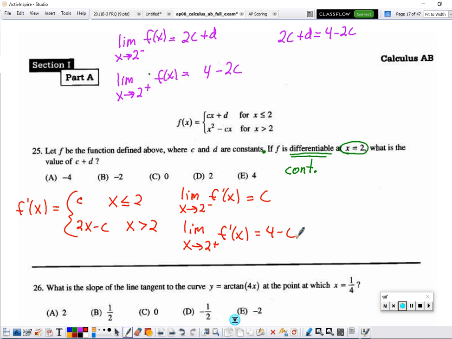It's going to be differentiable and it's piecewise. That means the slope of each piece must be the same at the connection. So f prime is the slope. The slope of this piece is always c, whatever that is. The slope of the other piece is always this. And they've got to match up when we're close to 2. So that tells me that these two have to be equal.